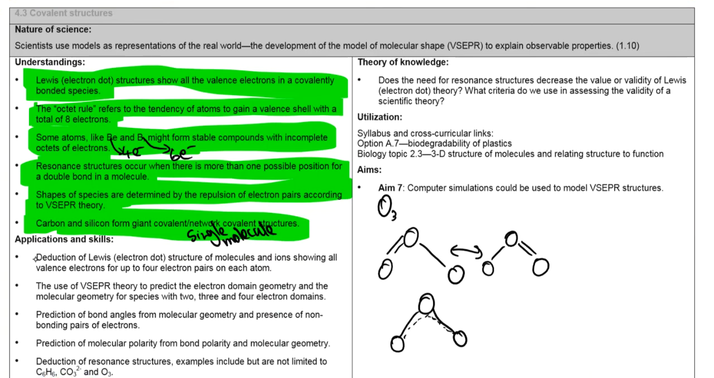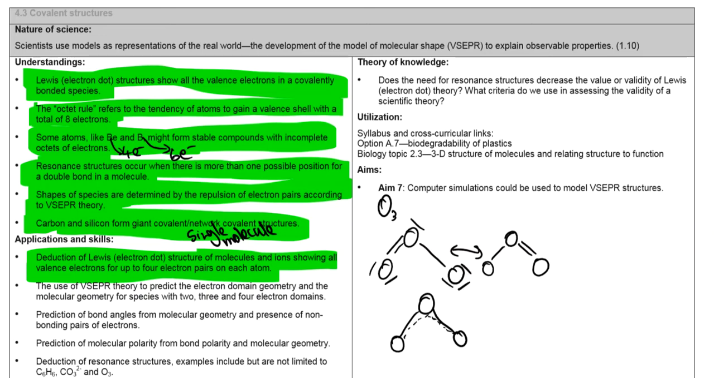Deduction of Lewis electron dot structure of molecules showing all valence electrons for up to 4 electron pairs of an atom. So you need to be able to draw the non-bonding pairs and the bonding pairs as well. So these are the bonding pairs, and the non-bonding pairs would be like this, as an example.